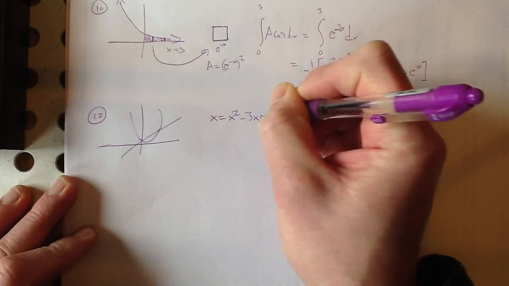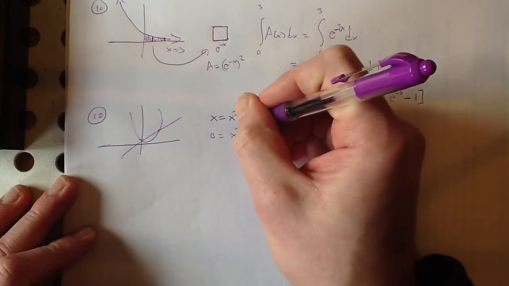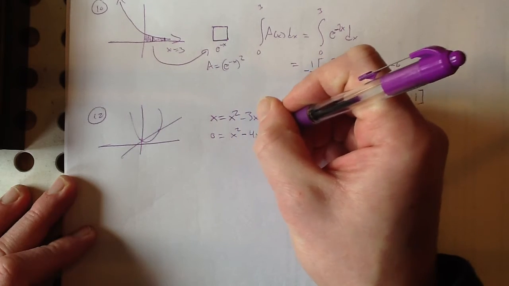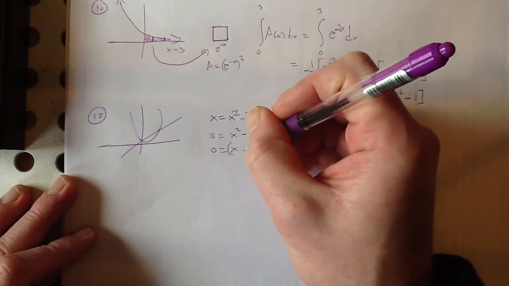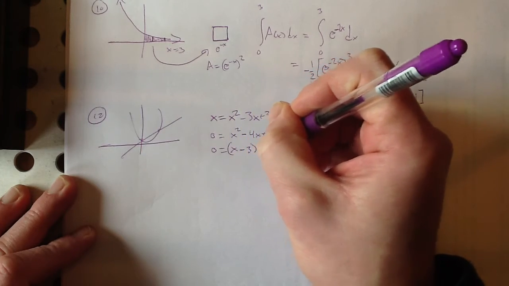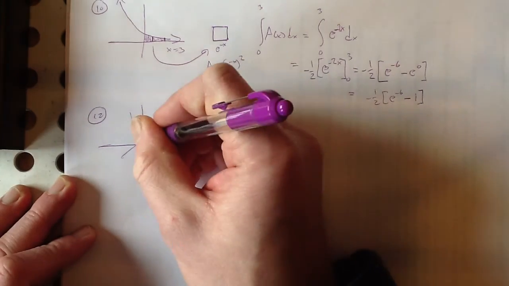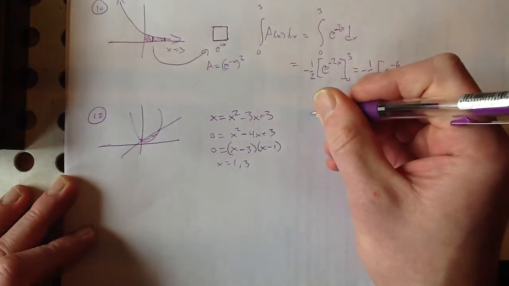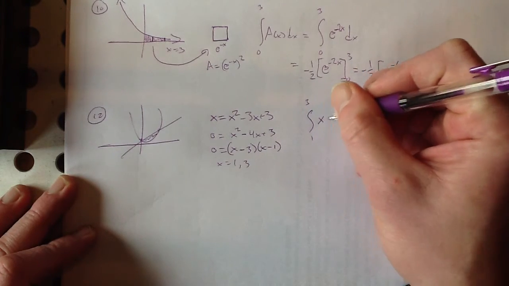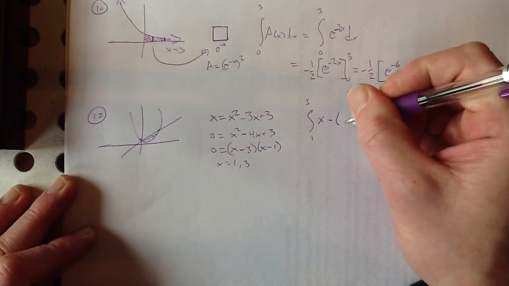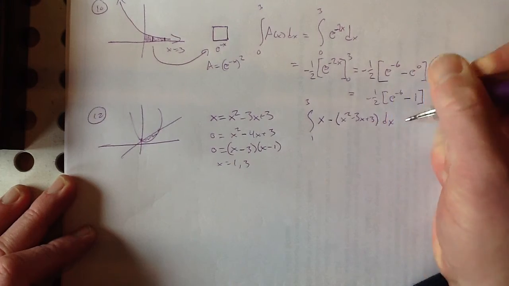See if I can do this one without making a sign mistake. So, factoring that, we find that they intersect at 1 and 3. So we want the integral from 1 to 3. The y equals x is on top, minus x squared minus 3x plus 3 is on the bottom.